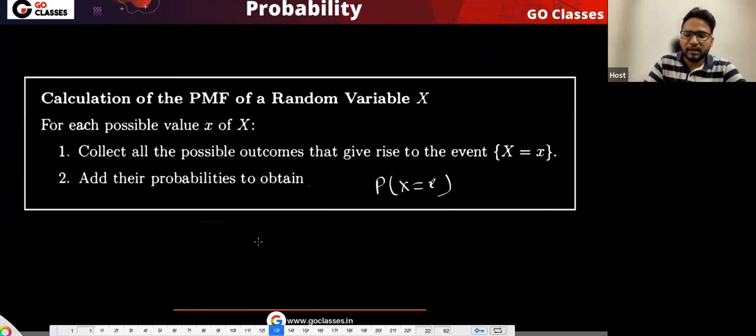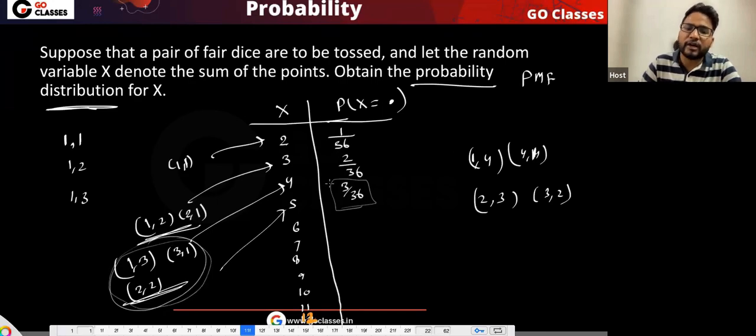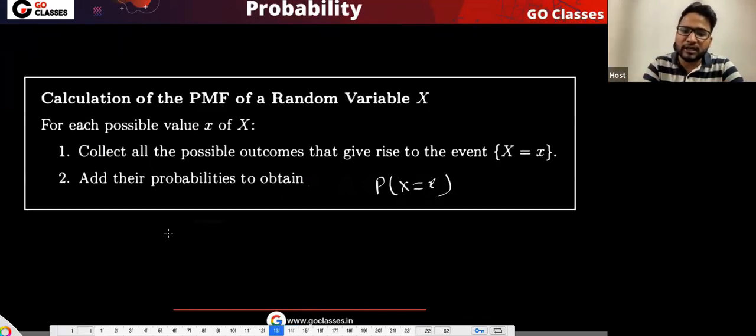So what is written is that you have to collect all the possible outcomes like this and then sum all the probabilities to get this one probability, which is 3 by 36. How did I get this 3 by 36? Because for 4, there are three outcomes that contribute to X equal to 4. So that's why I got 3 upon 36, because I need to add all the probabilities. Okay. Now let's move to expectation. So the PMF of a random variable provides us several numbers, which means it provides us a table.